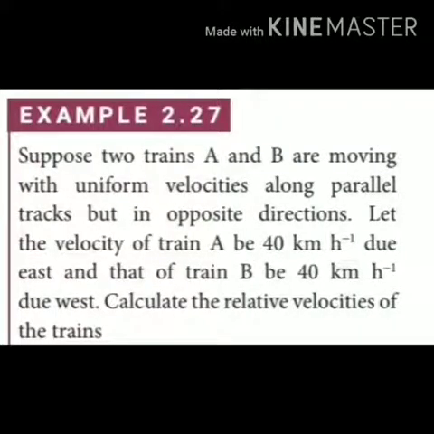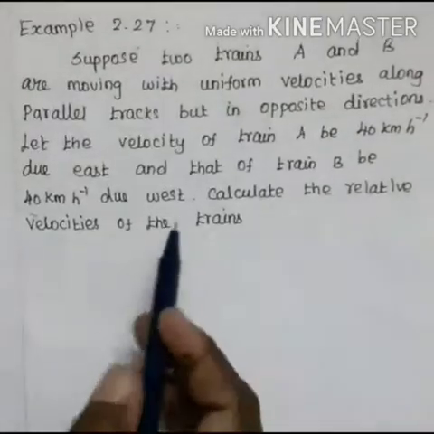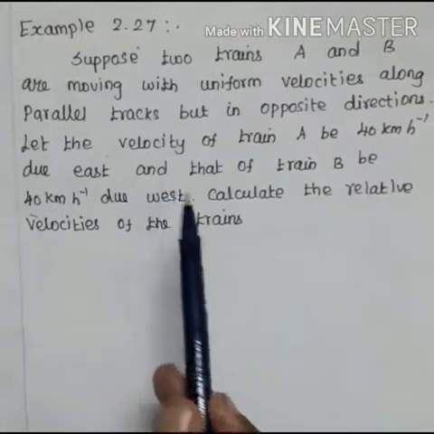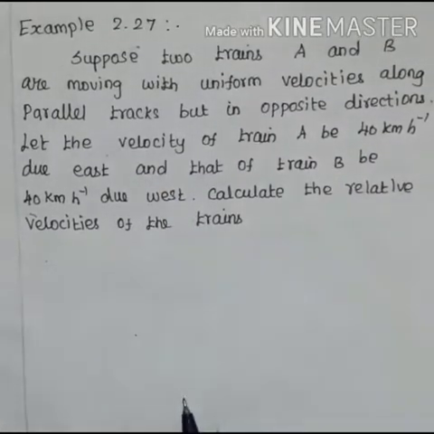Suppose two trains A and B are moving with uniform velocity along parallel tracks but in opposite directions. Let the velocity of train A be 40 km/h due east and that of train B be 40 km/h due west. Calculate the relative velocity of the trains. Both trains travel with the same uniform speed, 40 km/h, and they are moving in opposite directions.